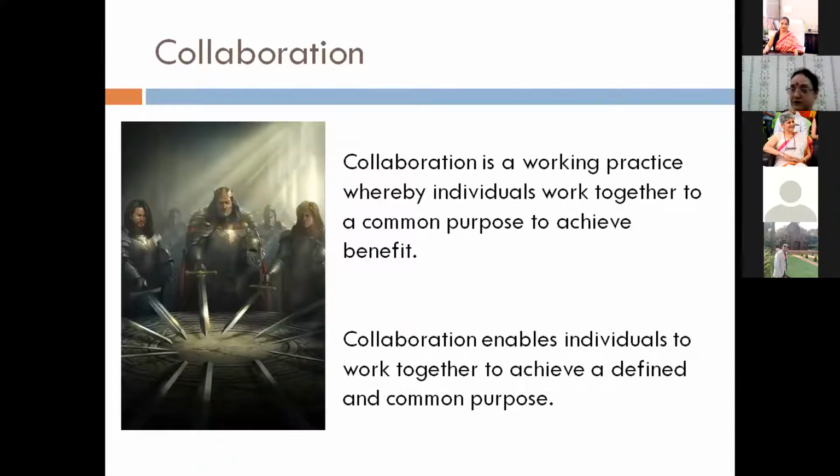As we all know, collaboration is a working practice whereby individuals work together with a common purpose. Now, we are all collaborating to enhance our learning skills and for value addition. We all know these skills. We have all read the manuals, but it is just a recapitulation that we are doing, refreshing our skills so that when the school starts, we are all ready to put these skills into practice with the children.